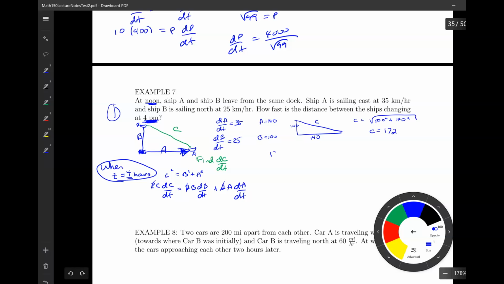All right. So I have 172 times dC/dt, which is what I'm trying to find, equaling 100 times dB/dt, which is 25, plus A, 140 times dA/dt, which is 35. So to solve for dC/dt, you would just divide this by 172. So that's 7,400. Okay, so that's the rate. It is positive. It is getting larger.